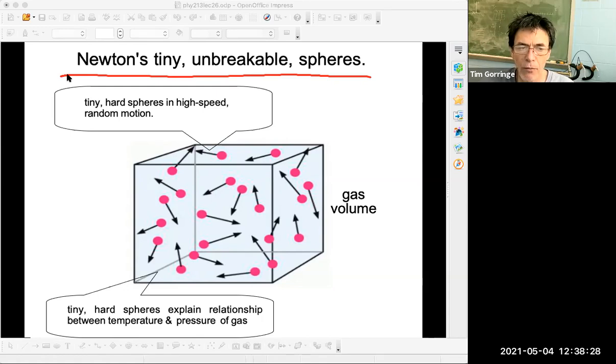Those things, the volume, the pressure, the temperature, are related to one another. Newton's model of atoms as tiny, hard, indestructible spheres, moving in the gas at high speed, at random speeds, in random directions, like in this little picture here. That model of the atoms actually explained the relationships between the volume and the temperature and the pressures of the gas. So that model of the atom as tiny, unbreakable, hard spheres was successful in predicting the relationship between volume, pressure, and temperature in a gas.